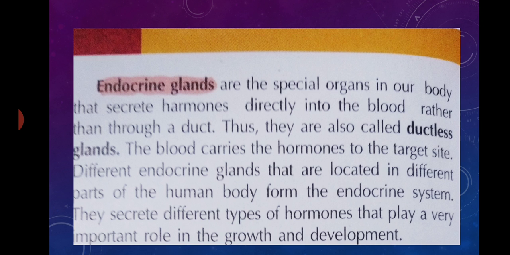Different endocrine glands that are located in different parts of the human body form the endocrine system. These hormones secreted by the endocrine glands are also known as the messengers of the body, and they bring different changes. They secrete different types of hormones that play a very important role in growth and development.